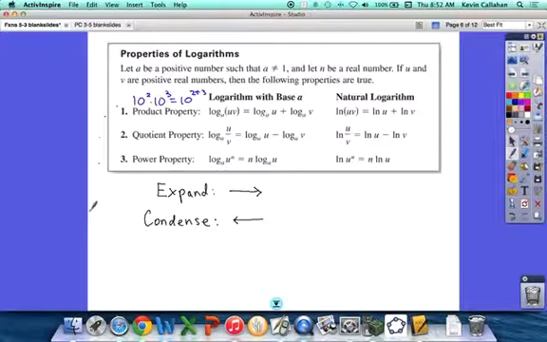So what we do with the rest of this lesson is just use those properties in two ways. If you go from one logarithm to many logarithms like that, that's called expanding. If you go from many logarithms to one, that's called condensing. Expand, condense.